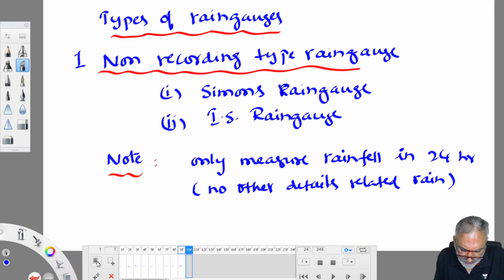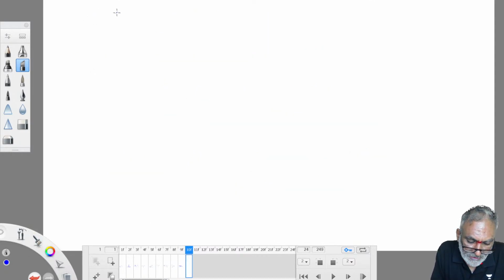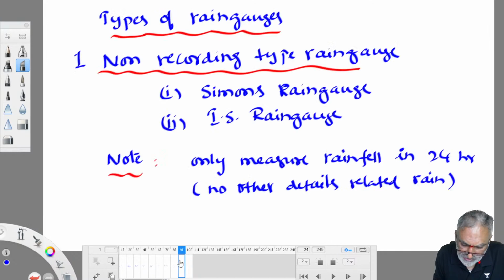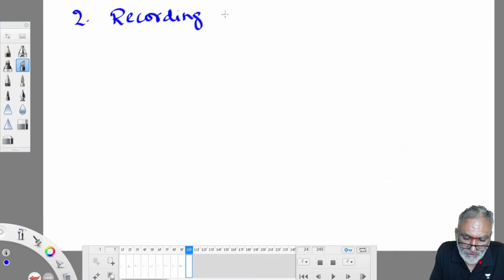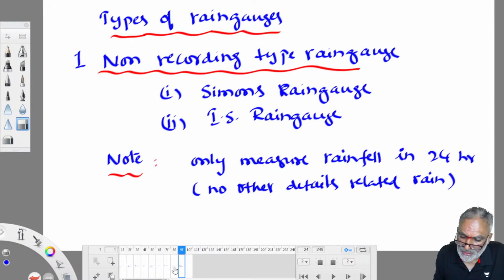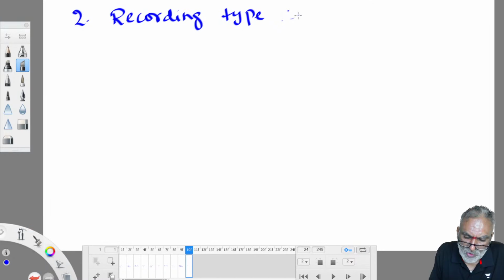To get more information regarding the rains, we have to go for recording type rain gauges. Under certain circumstances, non-recording type rain gauges cannot be employed, and then you are forced to use recording type rain gauges. The advantage of recording type rain gauges is this: for non-recording type rain gauges, a physical attendant is required. For recording type rain gauges, there is no need to go to the gauge, and you can carry out measurement at your comfort and convenience. We have got three popular recording type rain gauges.